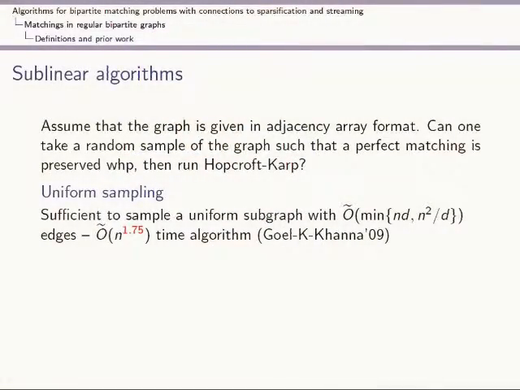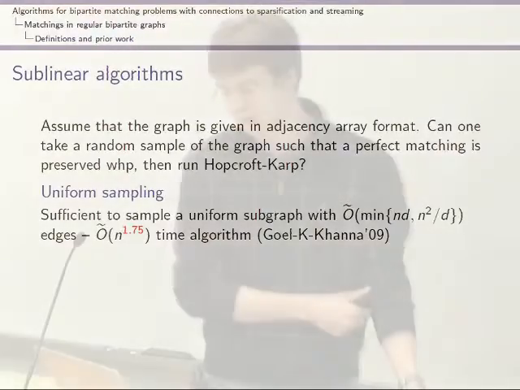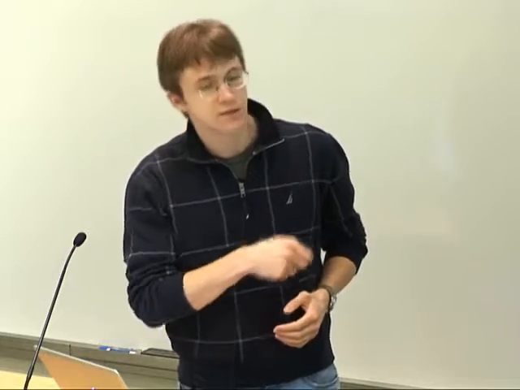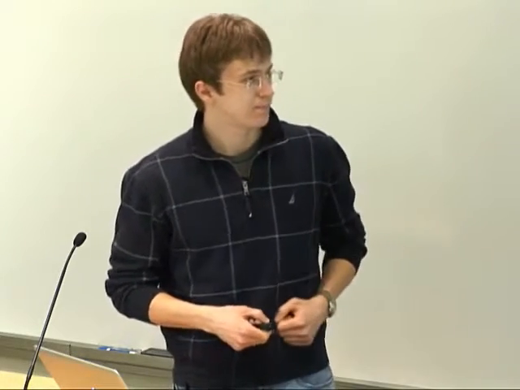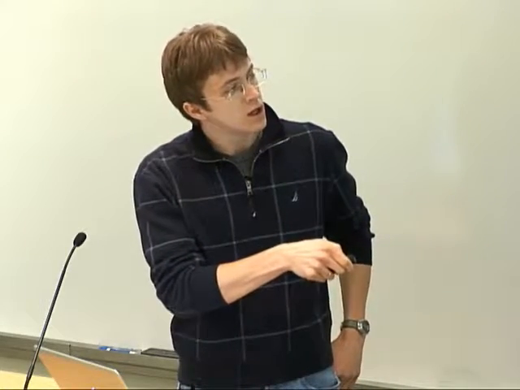And this is something that we proved in '09. We show that it is sufficient to sample a uniform subgraph of a certain size. The size is given by the following expression that depends on n and the degree. But the main point is that this is never bigger than n root n. If we take such a sample of this regular graph, then we show that a perfect matching will be preserved in the sample with high probability. Now, using Hopcroft-Karp in the right regime for this sampling gives us an algorithm with a runtime of n to 1.75. And this is sublinear for dense enough graphs. So this is the result. Great. So we do have a sublinear algorithm.